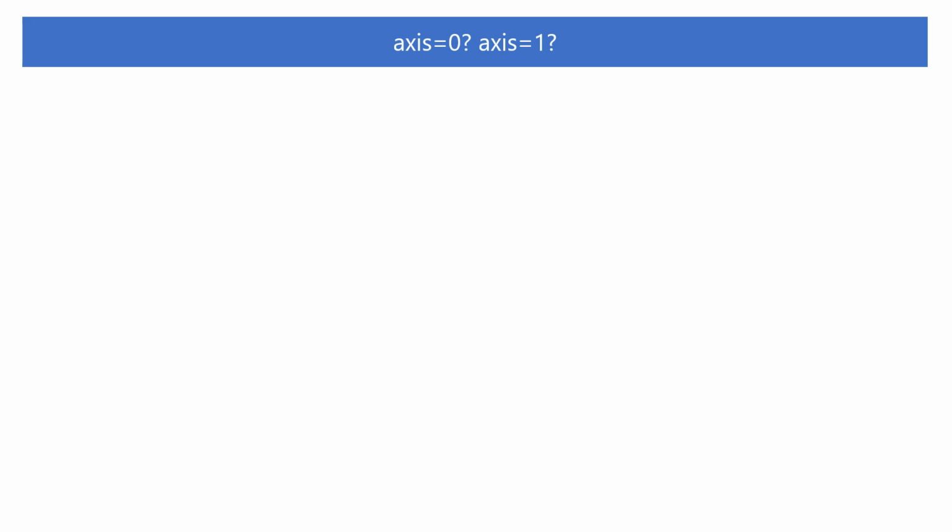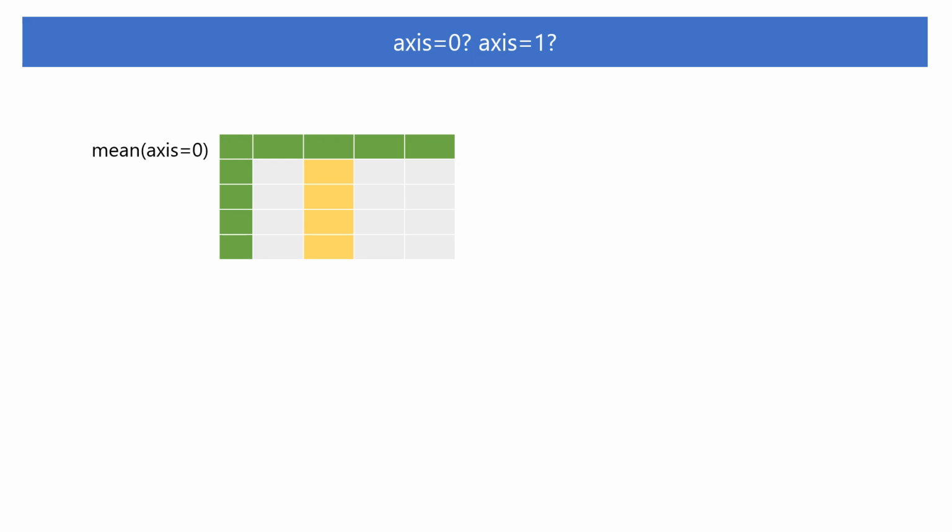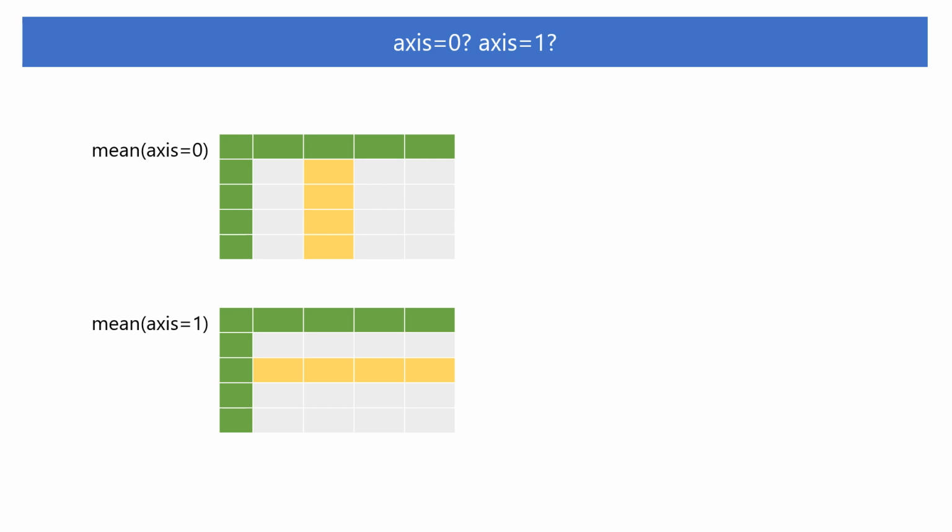Mean is a method that calculates the average value for each element of the data frame. In this case, the axis indicates in which direction the method performs the calculation. Mean axis equals 0 is the default, and calculates the average for each column. In other words, it calculates in the vertical direction and finds the average value for each column. Mean axis equals 1 calculates the average for each row. In other words, it calculates horizontally and finds the average value of each row.